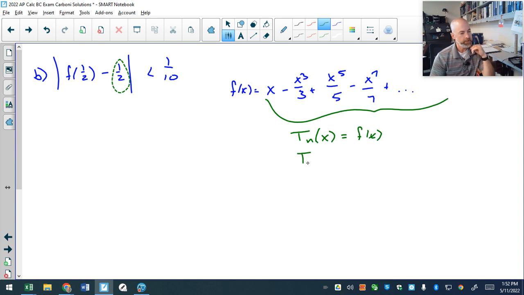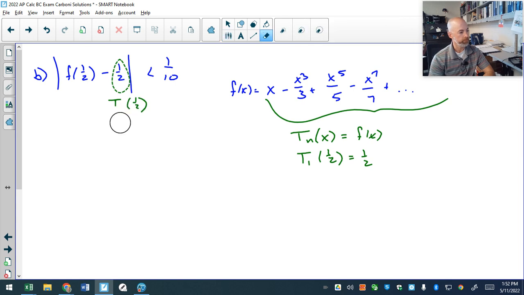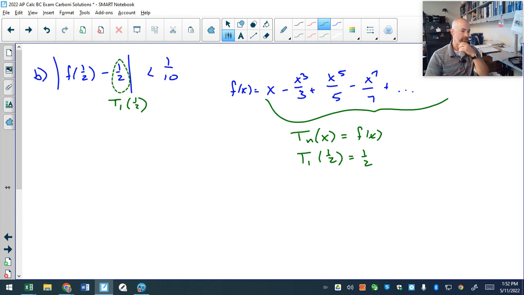So T sub n of 1/2 would equal, T sub 1, if I use the first degree Taylor polynomial, I'm really saying this really weird. I'm plugging in 1/2 for the very first x and the first x only. And so this is really just my first degree polynomial T1 at 1/2. And so we're going to use the first omitted term.